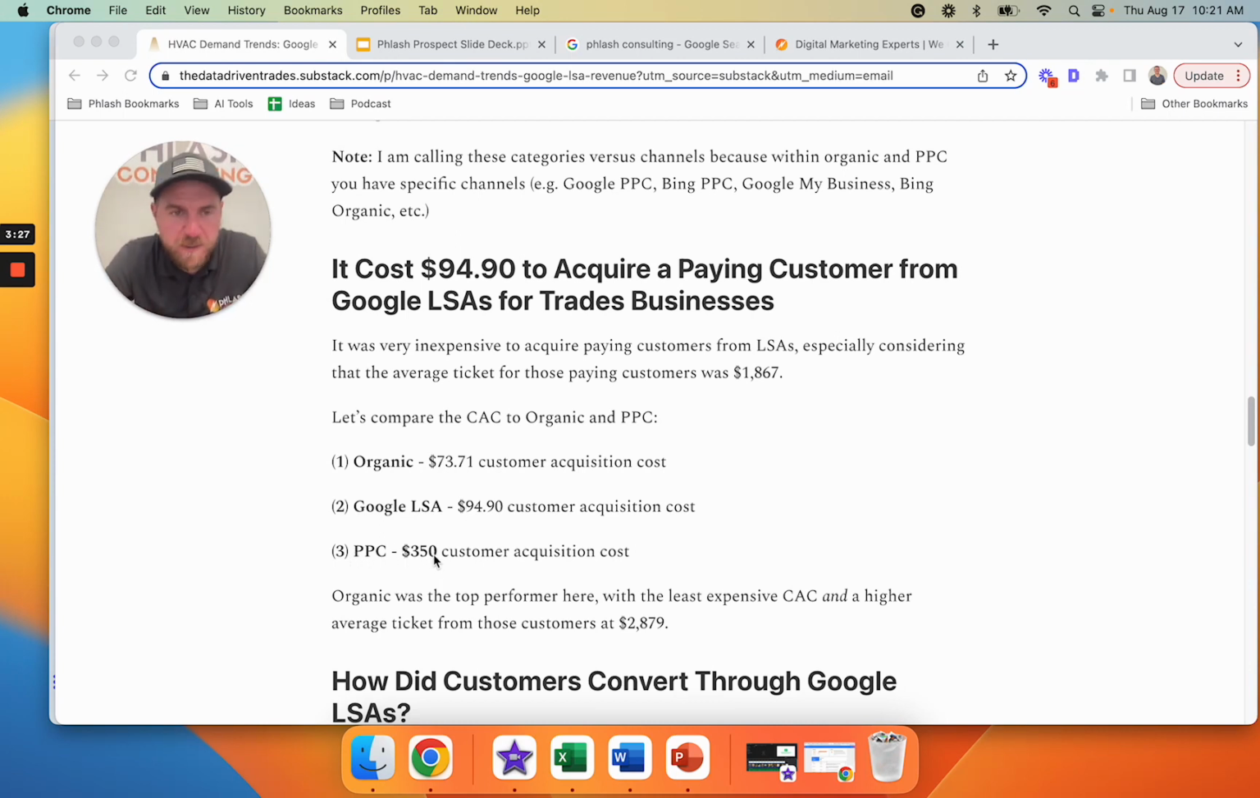This is really important because when you look at customer acquisition cost, everyone says, oh, well, can I just run Google ads? Can I just pay per click or pay for people to go to my website? Yes, you can. But if you're going to spend $150, $200, $300, $400 to get a new customer, it has to make sense, right? So let's just take HVAC, for example. Let's say they spend $350 for a new customer.